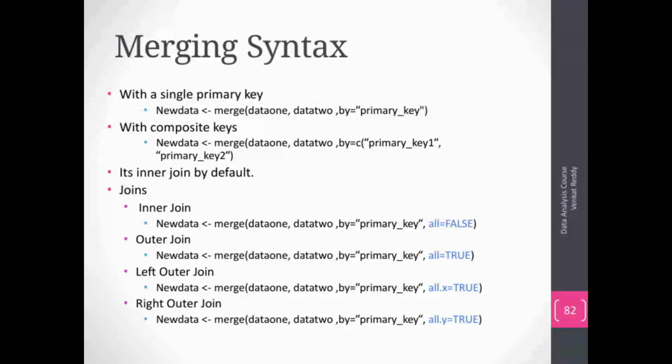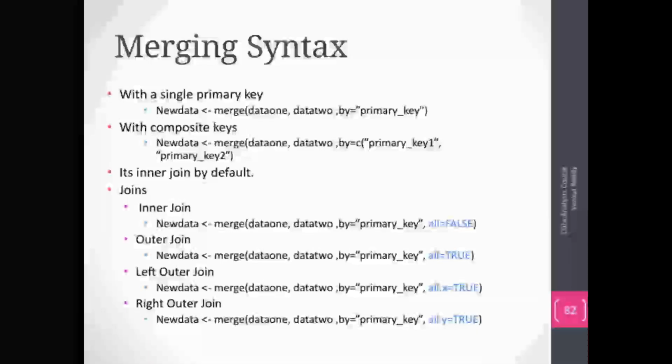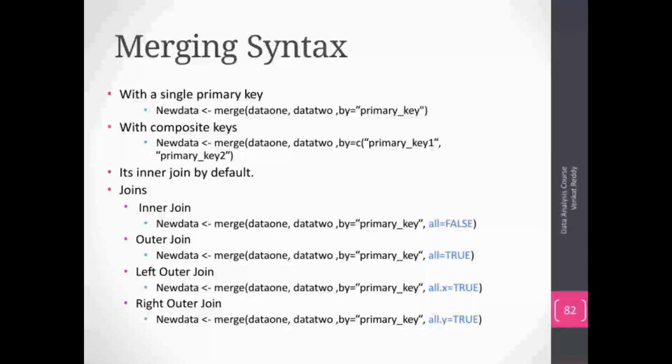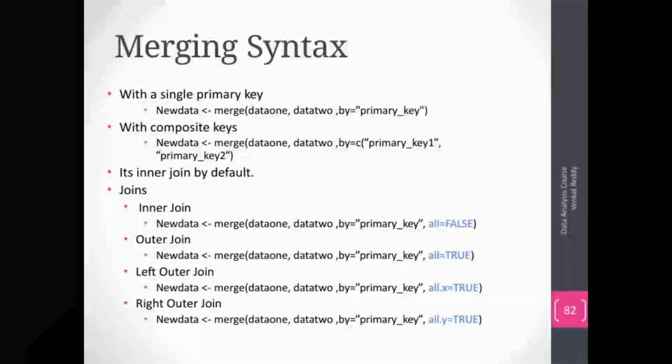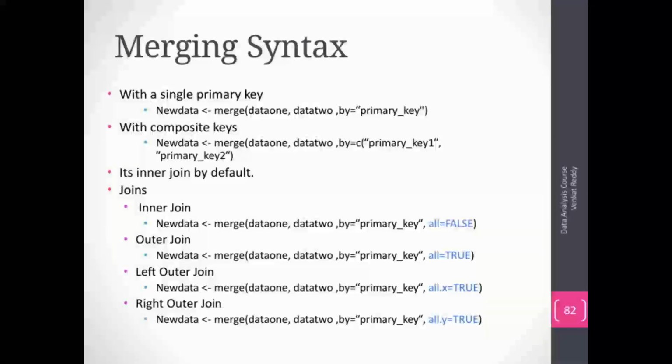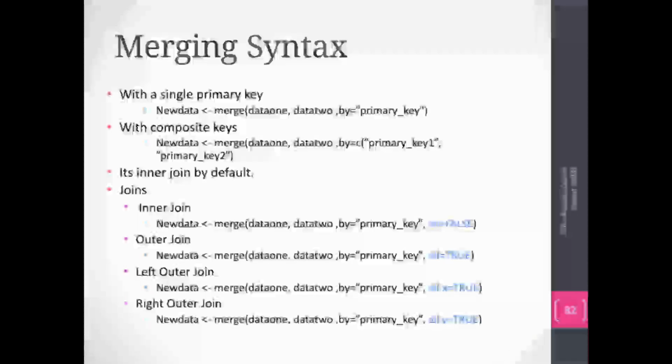For a left outer join, which keeps all records from the first dataset and only matching ones from the second, you specify all.x equals true. Conversely, for a right outer join, which keeps all records from the second dataset, you set all.y equals true. It's important to understand these options because they determine how much data you retain when merging, especially when working with incomplete or partially overlapping datasets.